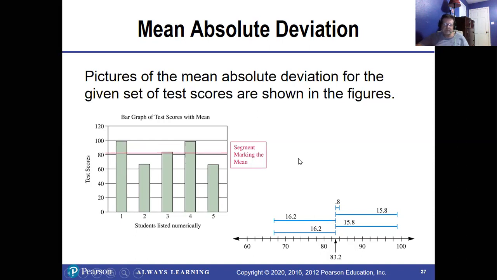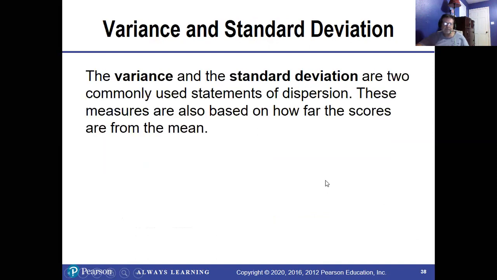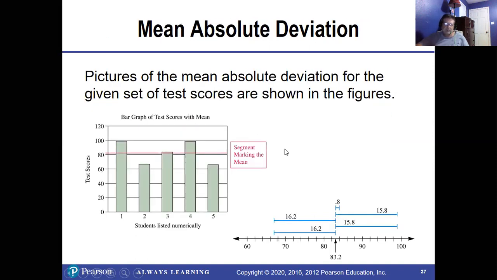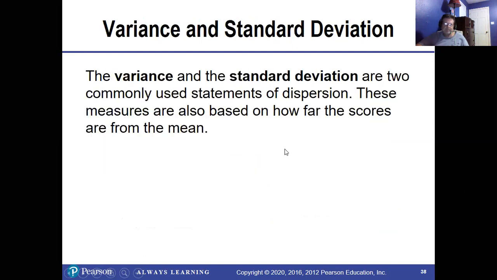If you're going to be in statistics, most of you might not be doing this stuff with your kids. But I expect you to be able to follow a formula. So the variance and the standard deviation are two statements of dispersion. All right, so how do I find variance and standard deviation?